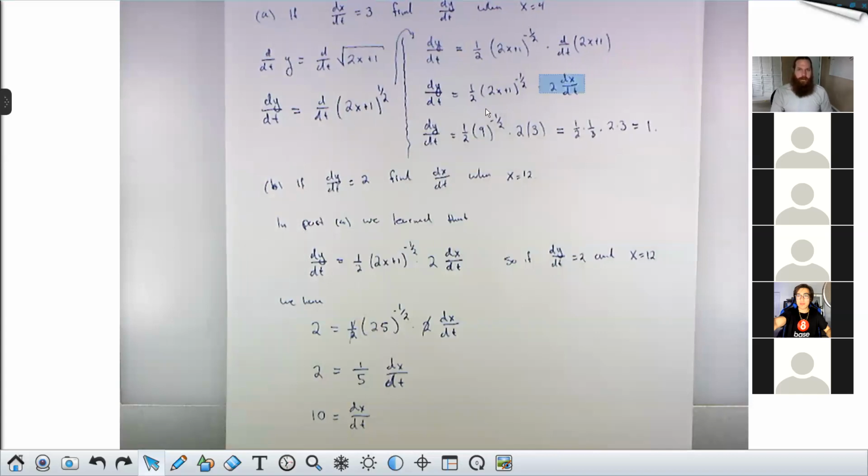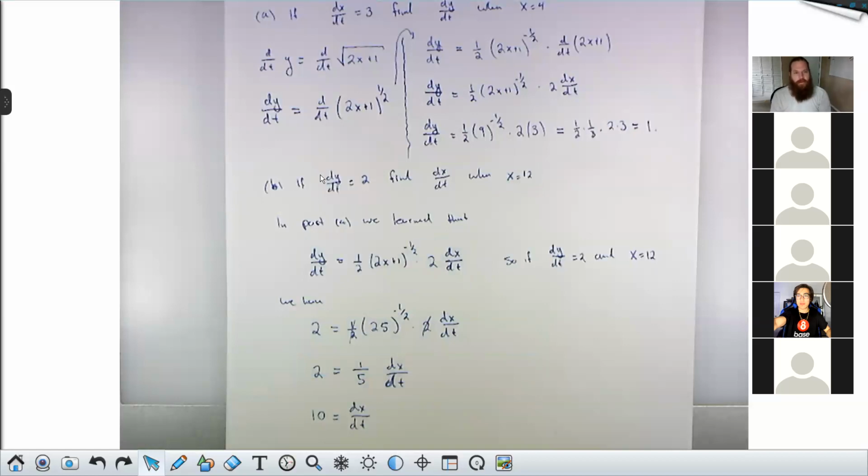Other questions about how we get to here? No, but you say we have 2 equals. Where did that come from? Down here? Yeah, so I'm taking this expression and I'm plugging in these values. Oh, silly. Okay, thank you. dy/dt is 2.